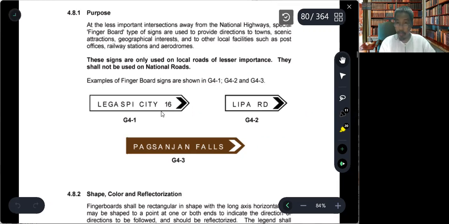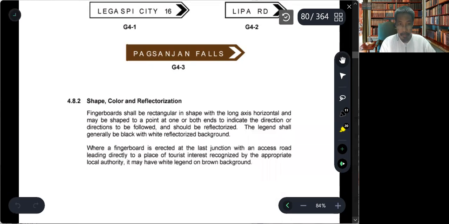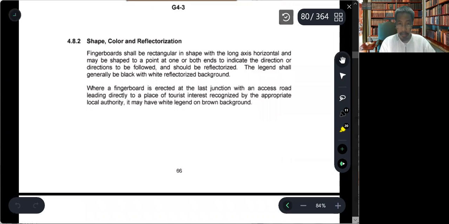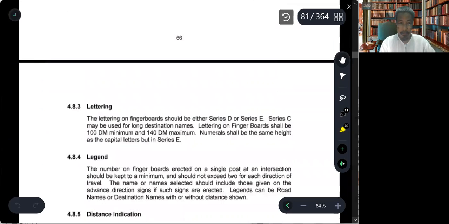Background color supposed to be green background and white lettering for the standard signs for national highways. But here you have white background and black lettering. Okay, 16 kilometers going to Legazpi City. Pagsanghan Falls going to the right, with a brown background. Okay, so those are the three important types.